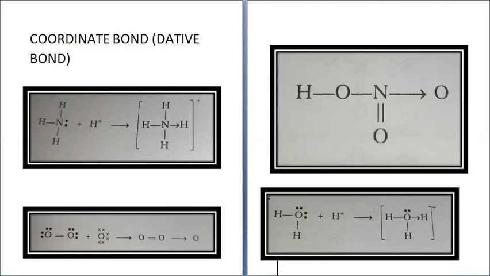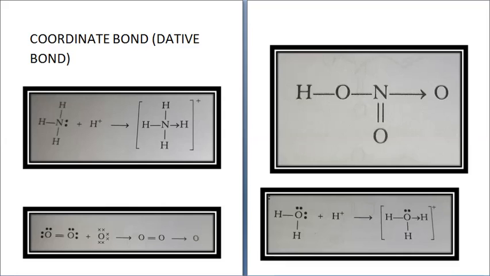Today in the chapter Chemical Bonding and Molecular Structure, we will study about coordinate bond, which is also called dative bond. Now, coordinate bond is a special type of covalent bond in which both the electrons of the shared pair are contributed by only one of the two combining atoms. The atom which contributes the electron pair is called the donor, while the atom which is receiving it is called acceptor. Coordinate bond after formation is indistinguishable from covalent bond.